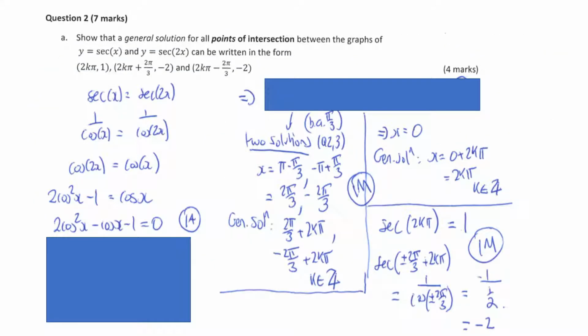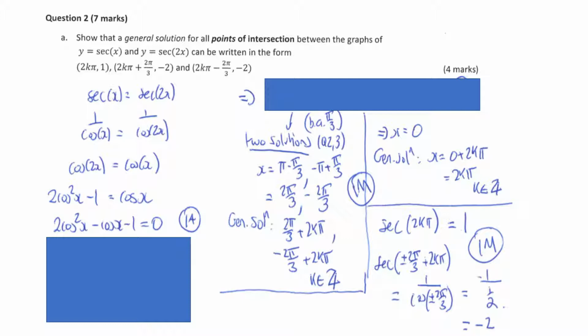Question 2a. Show that a general solution for all points of intersection between the graphs of y equals sec x and y equals sec 2x can be written in that form. What important piece of information is missing? What is k all about? Of course, you guys made the correct assumption. k was an element of the integers. That really did need to be stated in the question.